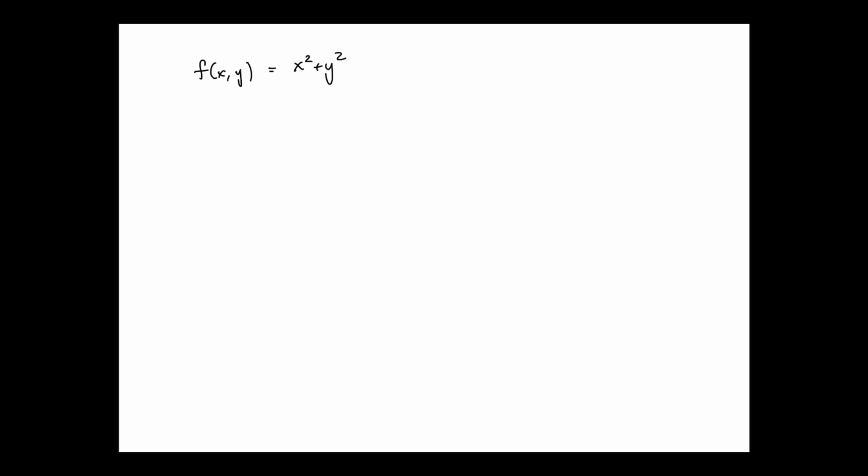Okay, so for example, what would f of 2, 3 be? Right, okay. What is 2 squared plus 3 squared? 13. Okay, great. So that works just like functions of a single variable, except there's more letters, and you plug things in the proper order.